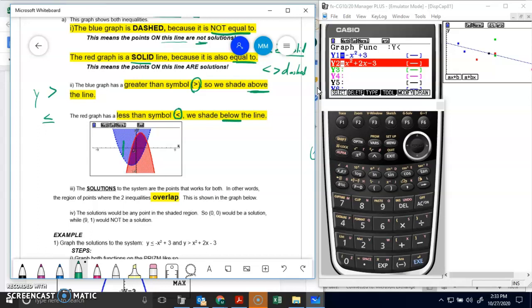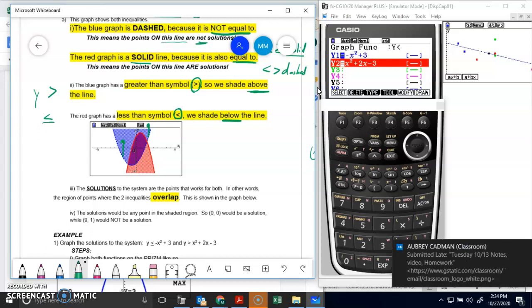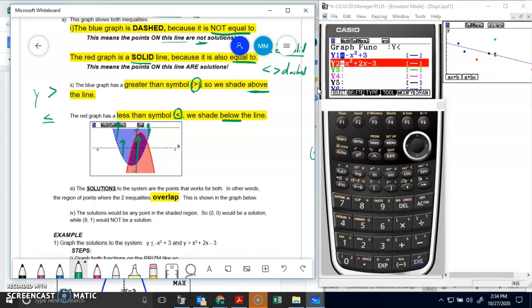So from any point, if you went straight up, because we're talking about y being greater than, go straight up for any of these points. So that shaded region is going to be inside the parabola, because that's the part that's above the line. The red one is less than, so we're talking about points below the line. So I'd be shading below the line.